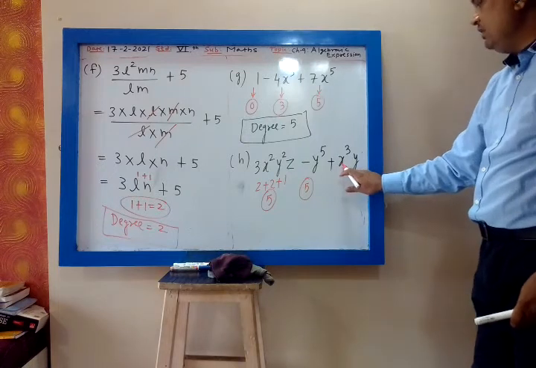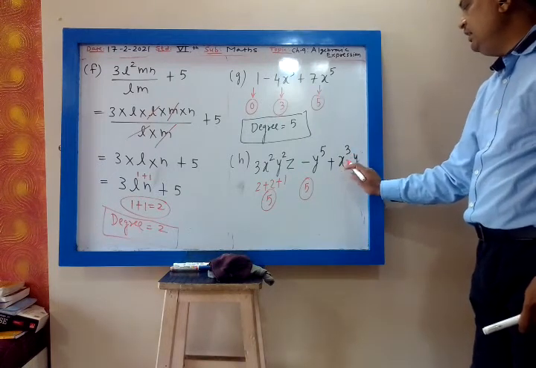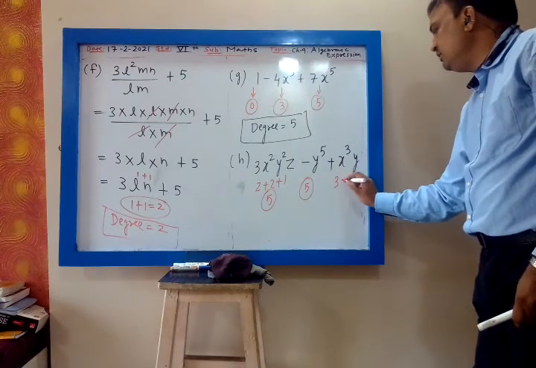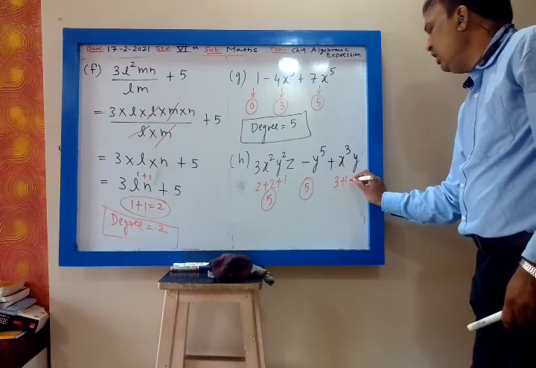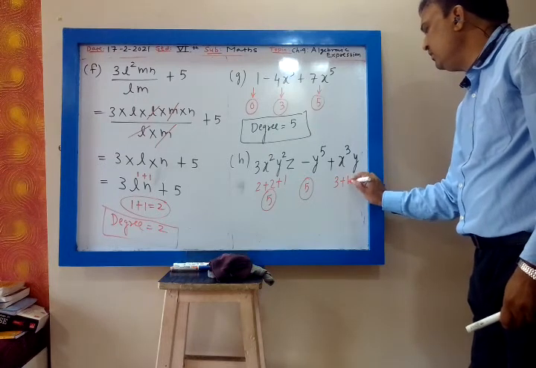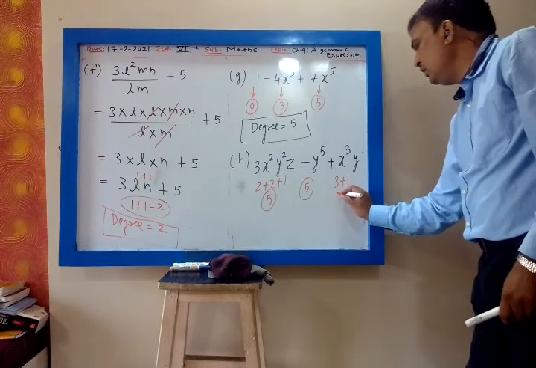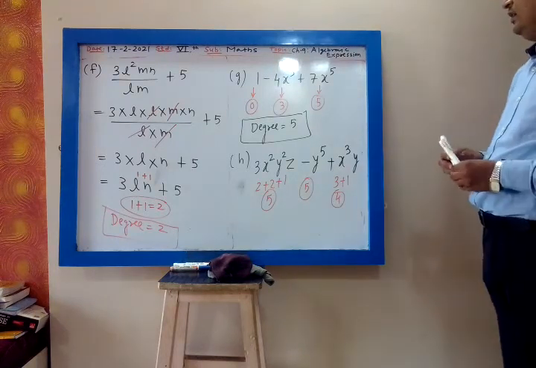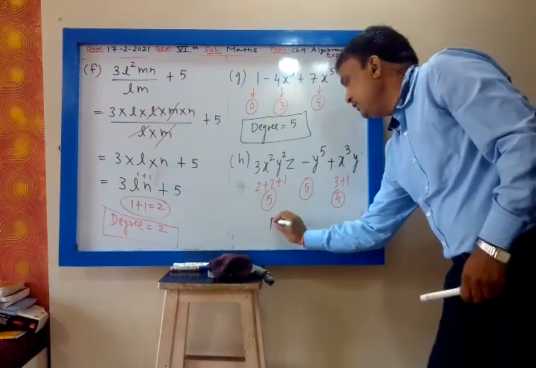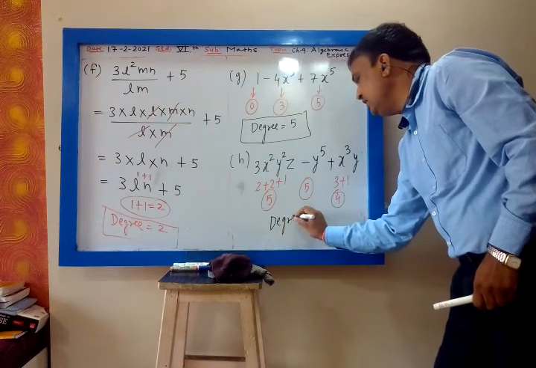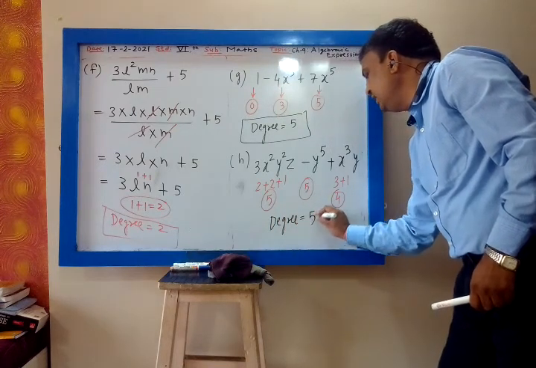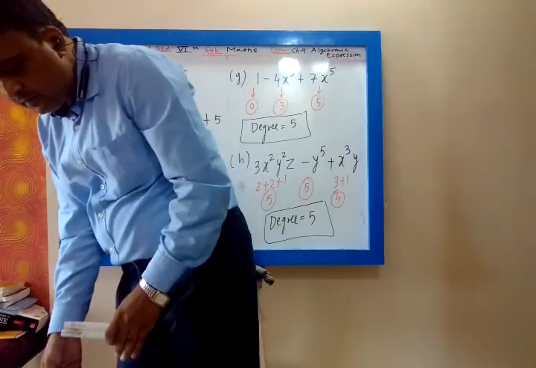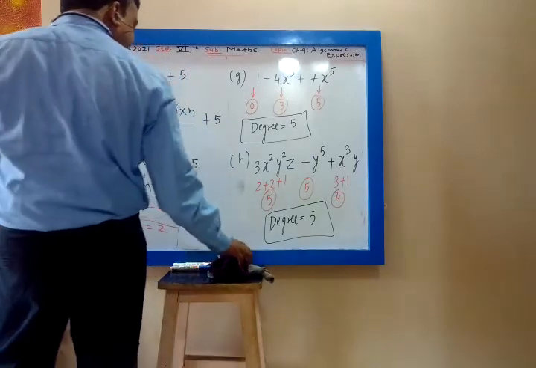Now again the variables are multiplied, so add their power. What is power of x? 3. What is power of y? 1. So 3 plus 1 is 4. So which is the highest? 5, 5, 4. Which is the highest? 5. So degree is 5.